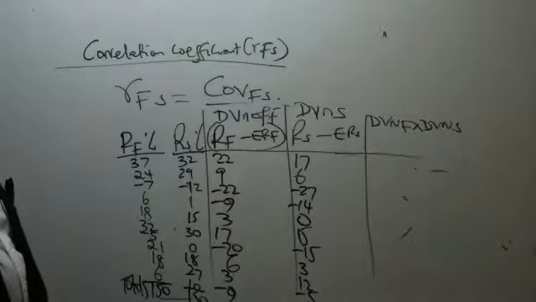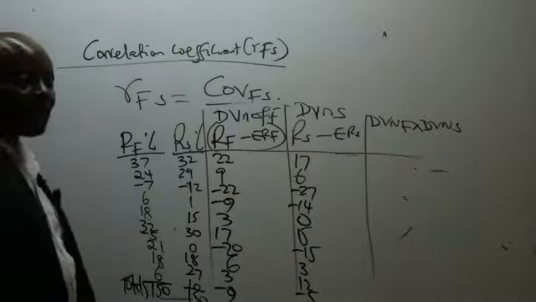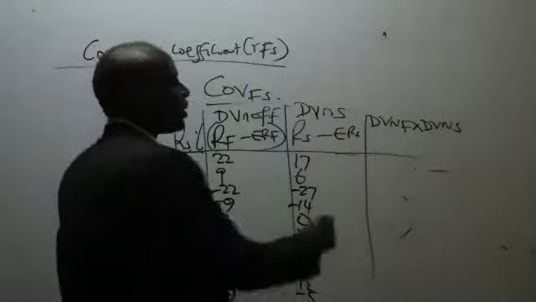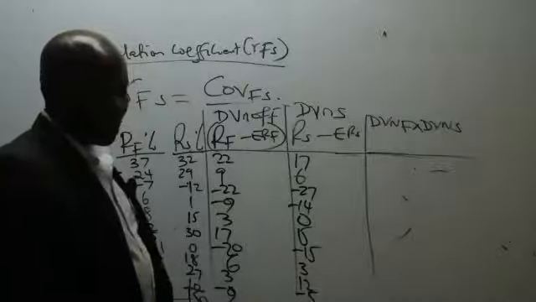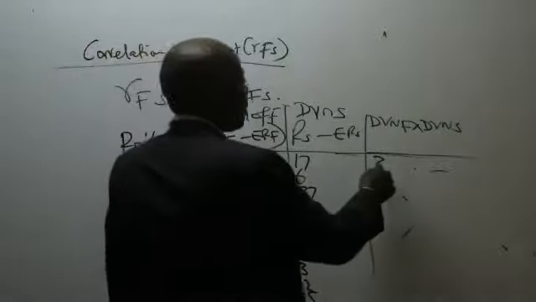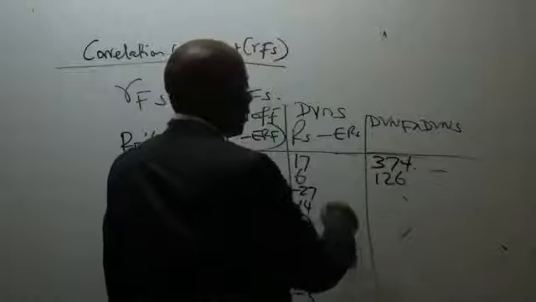Give me answers again very fast. Time is not on our side. So deviation F times deviation S, 374, 126. So 374, 126. Thank you very much.